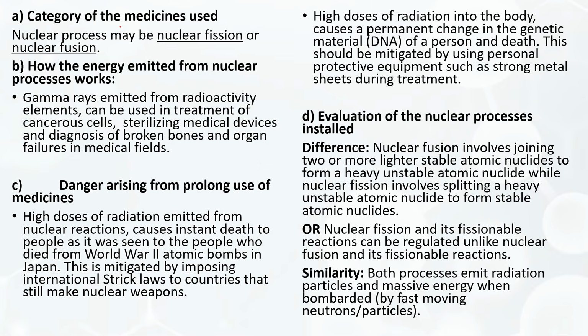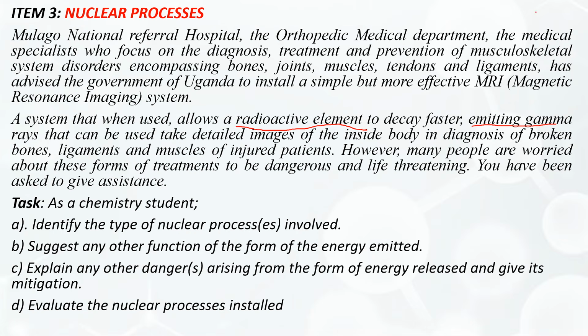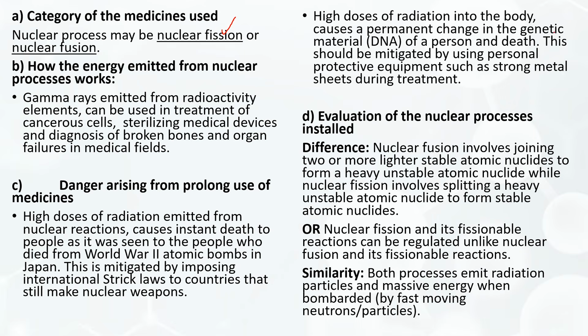So in the nuclear process, it can be nuclear fission or it can be nuclear fusion, which means it can be any of the two, and therefore you can choose any of the two, because nuclear fission and nuclear fusion, they can all do the same. They can all emit the gamma rays. So that is the category, and you get all your scores there.